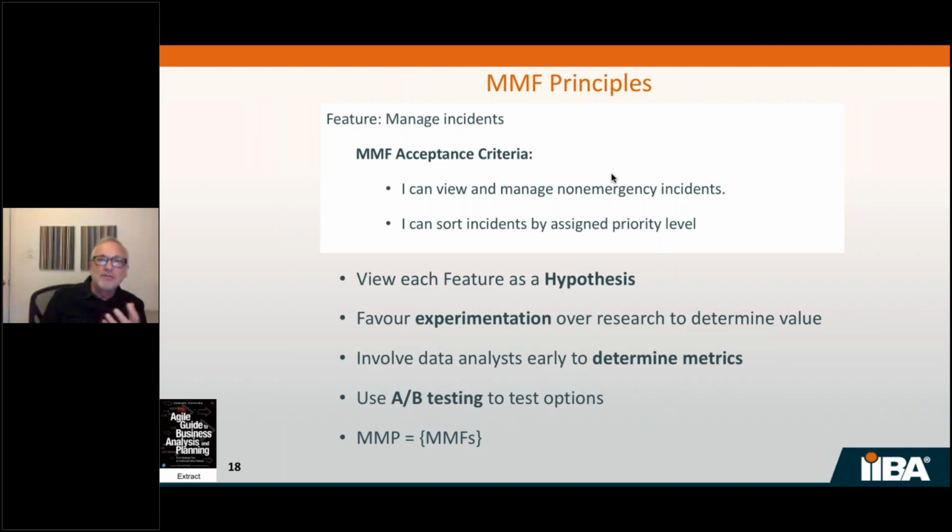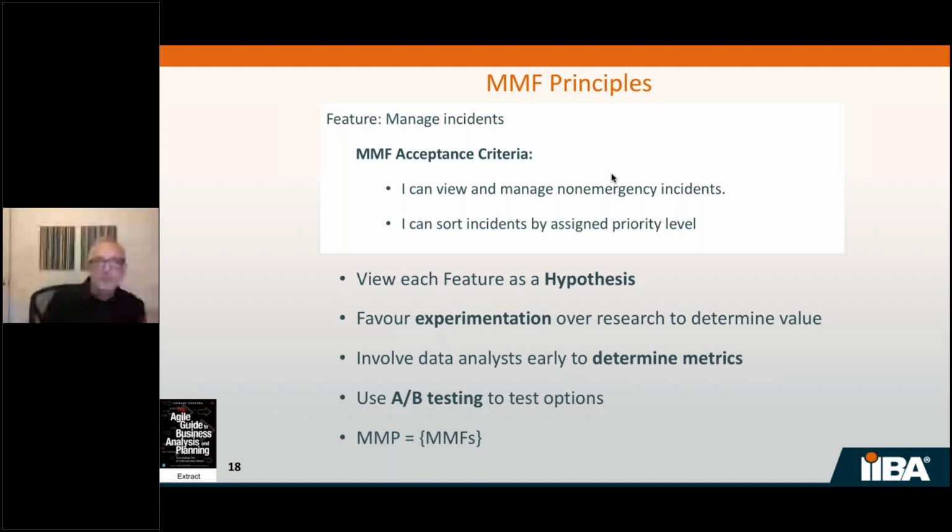So the theory behind all of this is to view each feature as a hypothesis. What do I mean by that? I mean that even if the customer thinks they really want a feature, we view it as a hypothesis that the feature has value. It's a hypothesis that needs to be proven through experimentation. And so we try the feature, we try different ways of doing the feature, and we do A/B testing to determine whether or not we're actually getting the desired result.